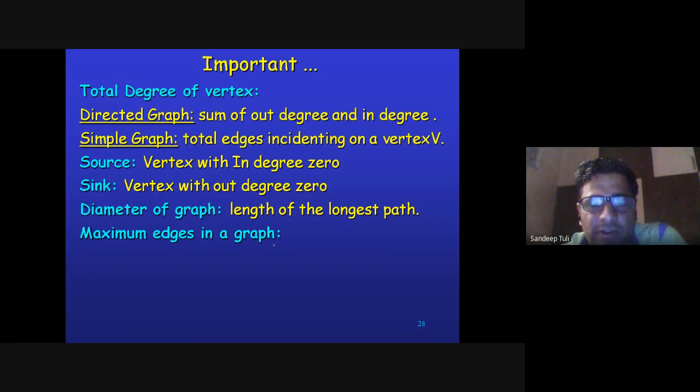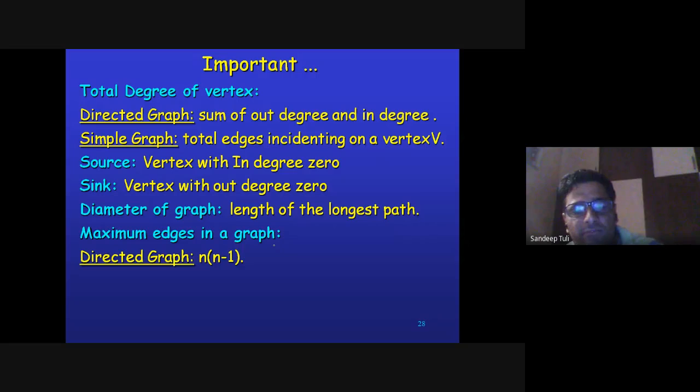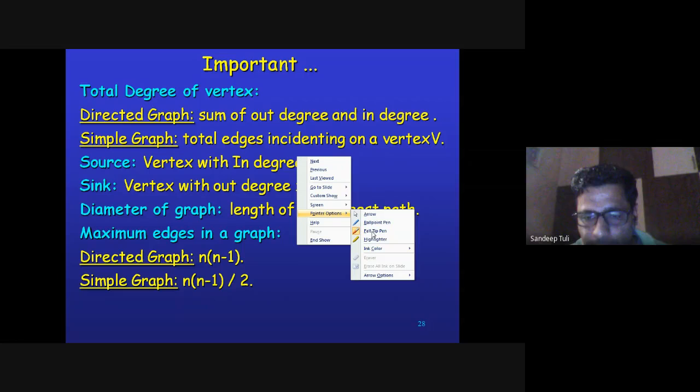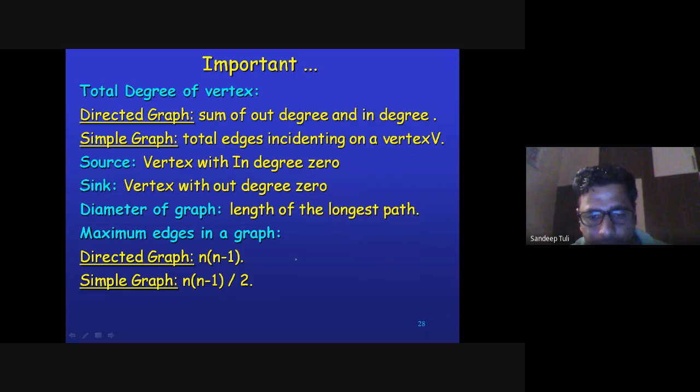We are trying to find out the formula actually. So maximum edges in a directed graph, we are saying, is n into n plus 1. And for an undirected graph, it will be n into n minus 1 upon 2. Now look at how. Suppose I am having a graph of 4 vertices. So the maximum edges that I can draw without direction could be this.